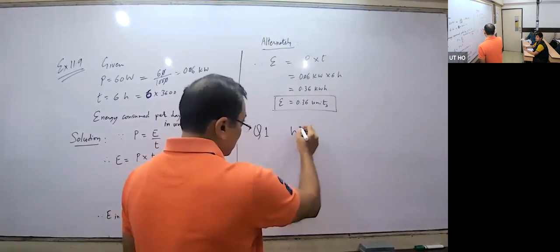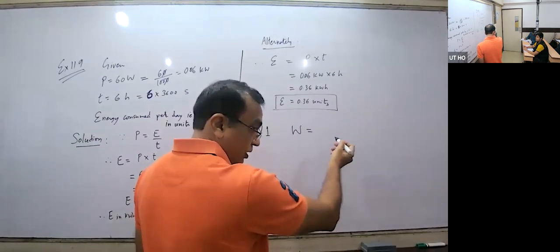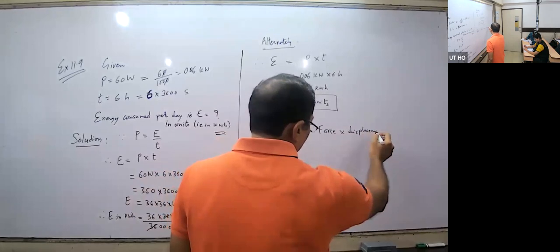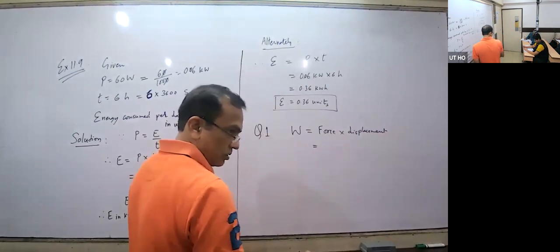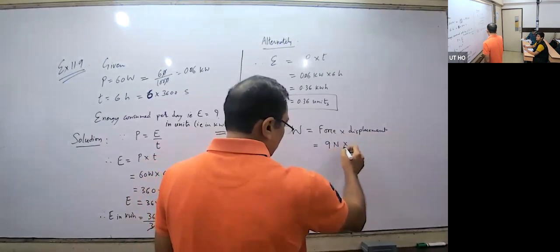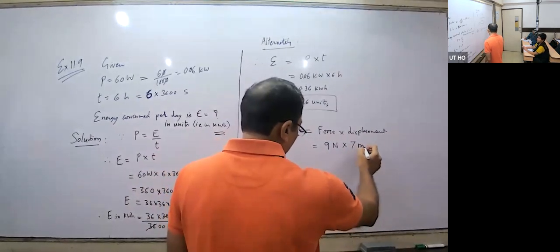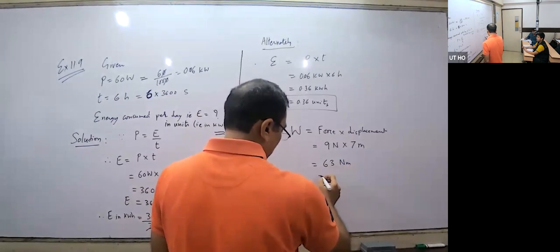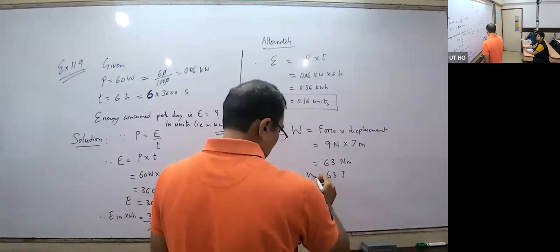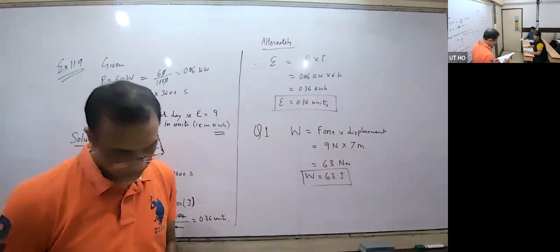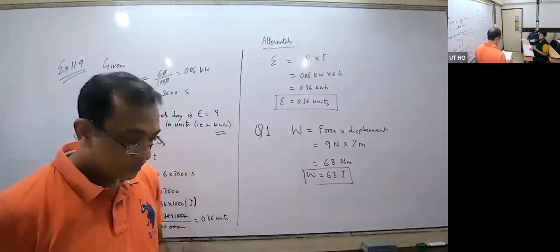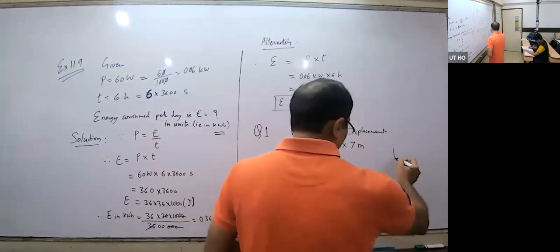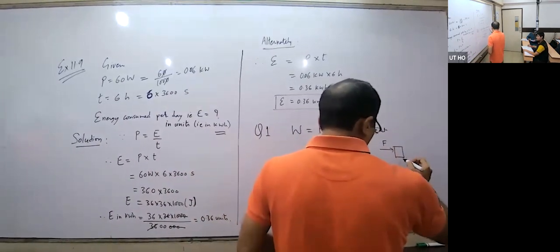So, what is the work done? Work done is force into displacement, right? Force into displacement. So, what is the force given in the question? 9 newton. And what is the displacement given? 7. So, therefore, work is equal to 63 newton meter or it is written as joule. It was a simple question. Here the force and displacement are in the same direction. Like if this is the object, force is in this direction, displacement is also in the same direction.